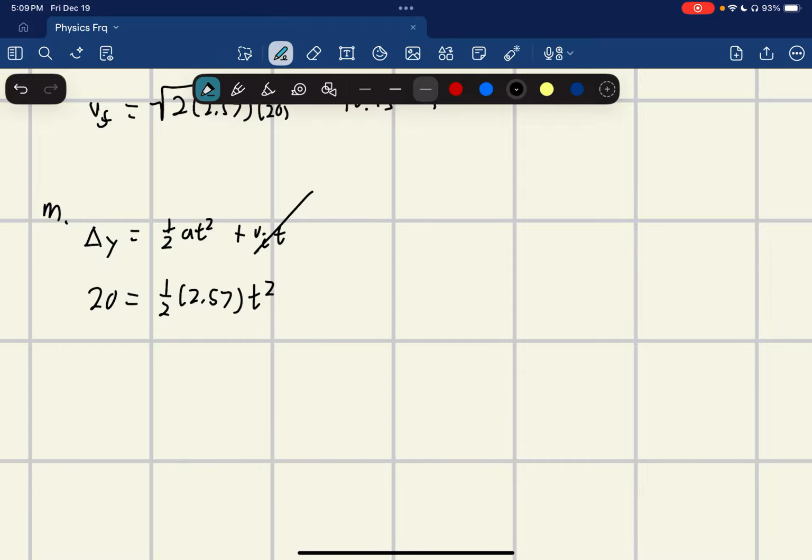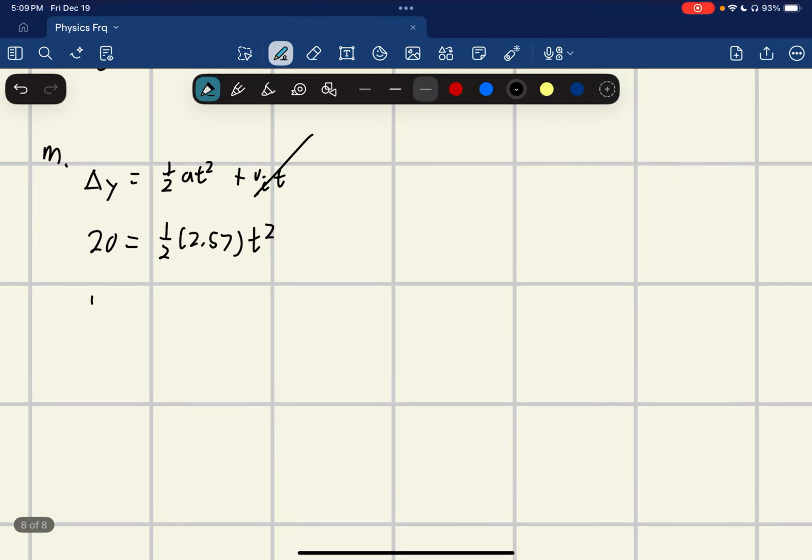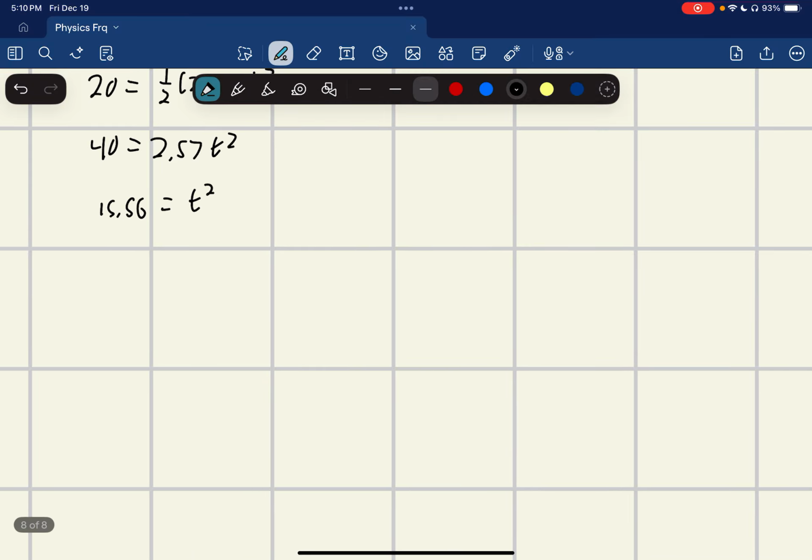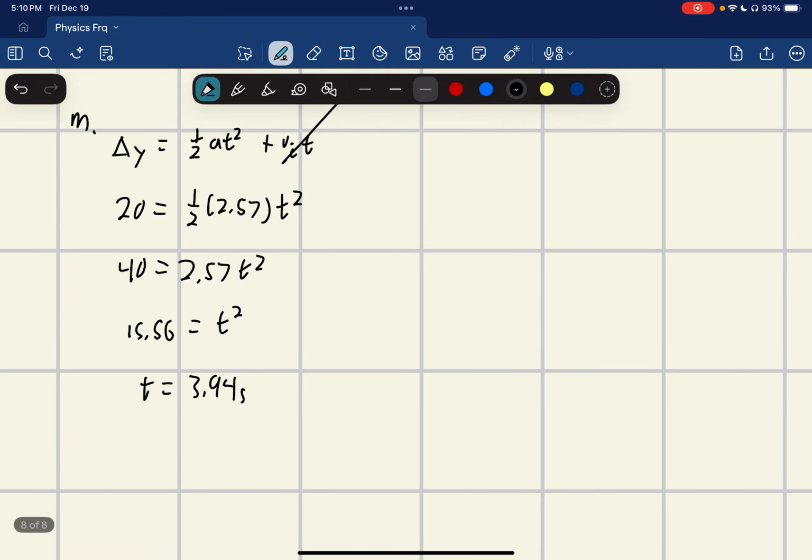And then here I'll just multiply both sides by 2, so it'll be 40 is equal to 2.57 t squared. Divide both sides by 2.57, so it'll be 15.56 is equal to t squared. And take the square root of both sides, so t is equal to 3.94 seconds. All right, that was part M.